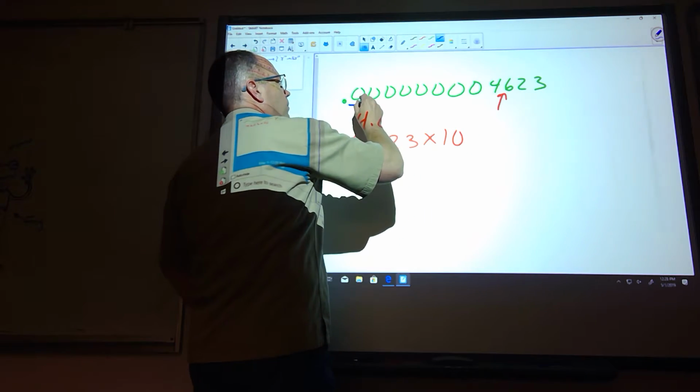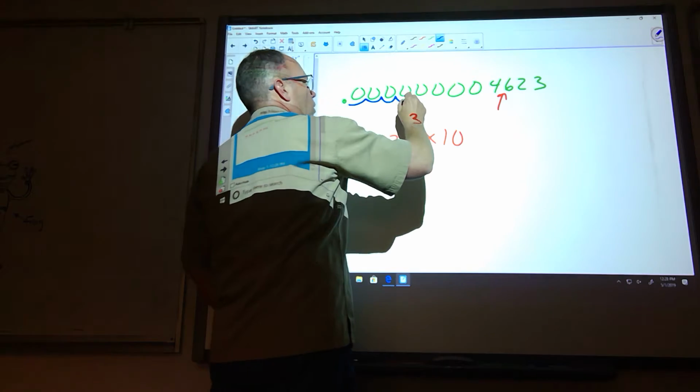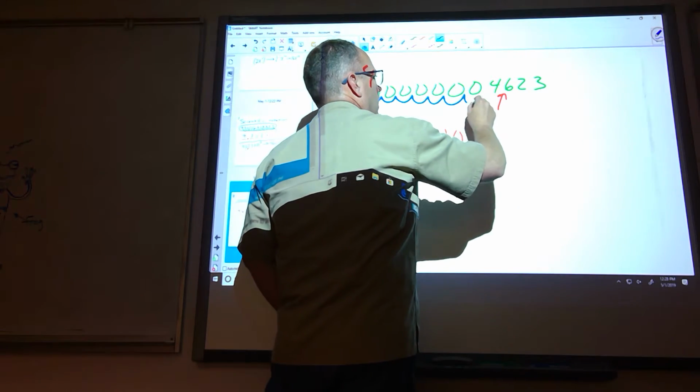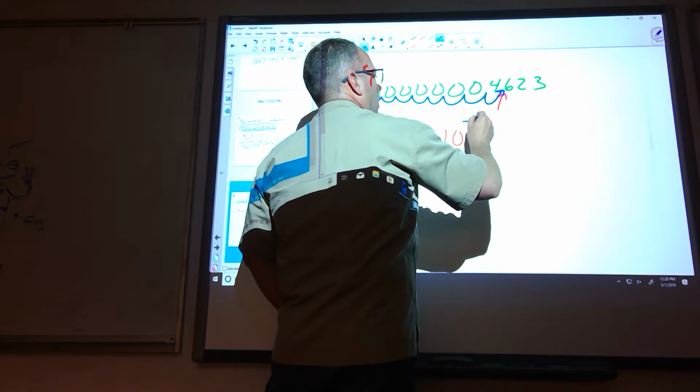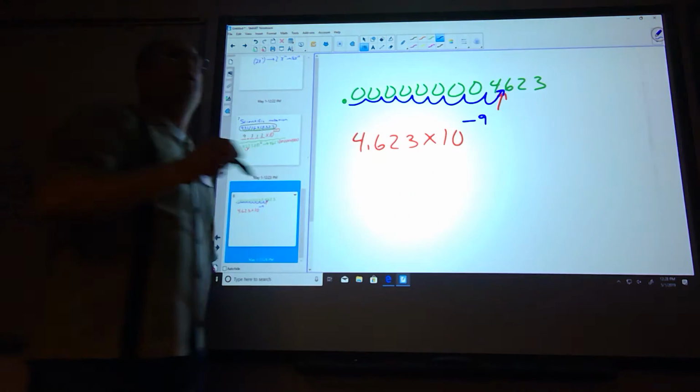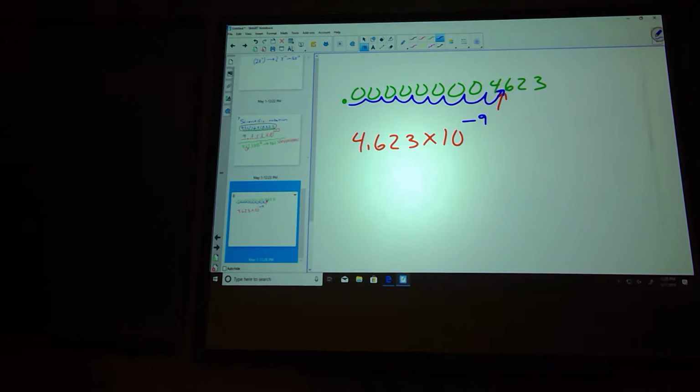So I'm going to move 1, 2, 3, 4, 5, 6, 7, 8, 9. And I'm going to put it to the -9 power. If I put it to the -9 power, that means I'm talking about an itty bitty tiny decimal. Okay? Itty bitty tiny decimal.